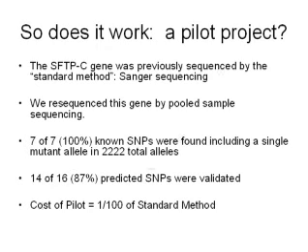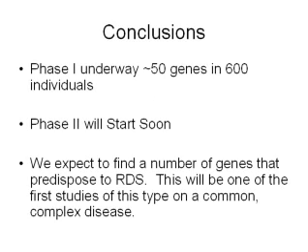Okay. So our conclusions: the strategy is sound. We think we can do the project exactly as proposed. We think we can do it on the scale that was proposed, and we think we can get the statistical significance that was claimed. Okay? And we hope that we're going to find a number of genes that predispose to respiratory distress syndrome.